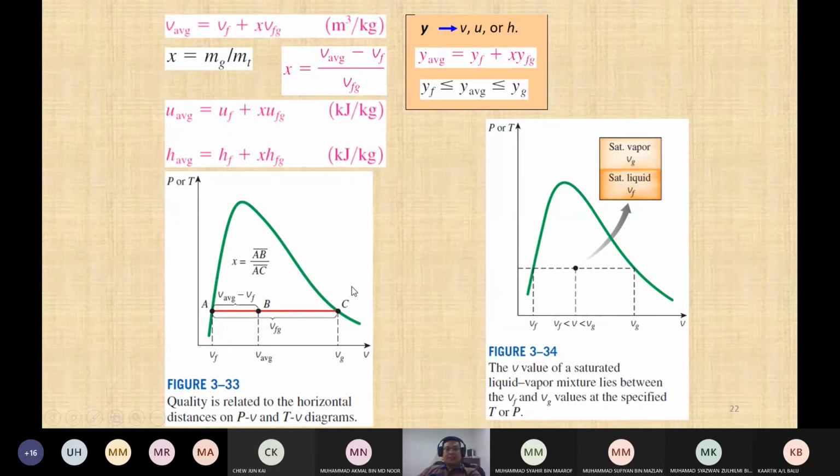This is another way to calculate the mixture. We can use the table. For water, we can use the table of water saturation to find the internal energy U in the liquid, and then the UFG. Inside UFG is a mixture.